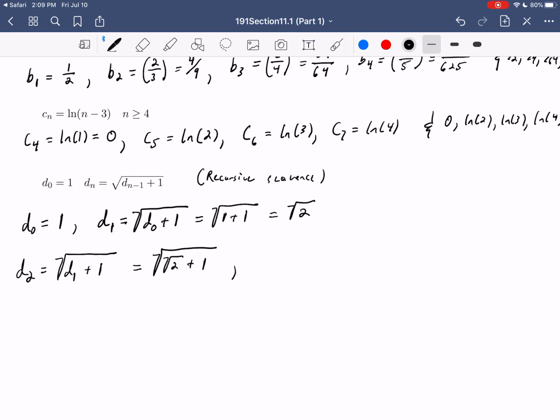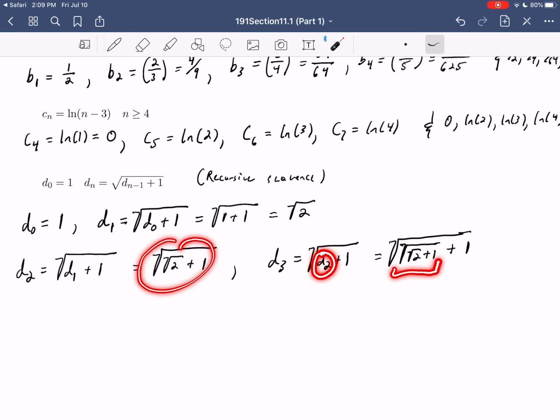If I wanted to go one step further, say d3, I could use this expression here. It's the square root. If I have 3 over here, then this subscript would be 2. So I'd have d sub 2 plus 1. But, of course, we just figured out what d sub 2 was. So I would have the square root of the square root of the square root of 2 plus 1 plus 1, right? Where I've plugged in d sub 2 right there. That's just this expression popped in there, then plus 1, and then square root it again.